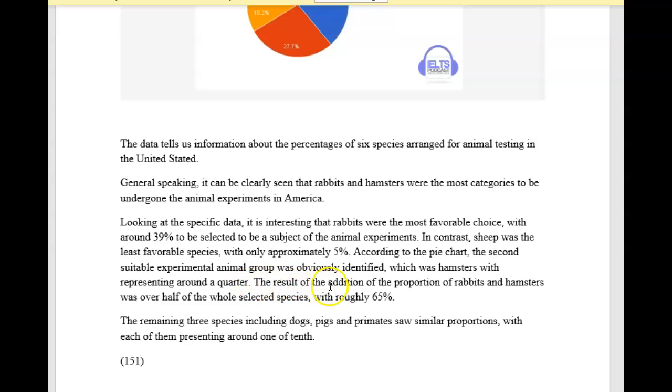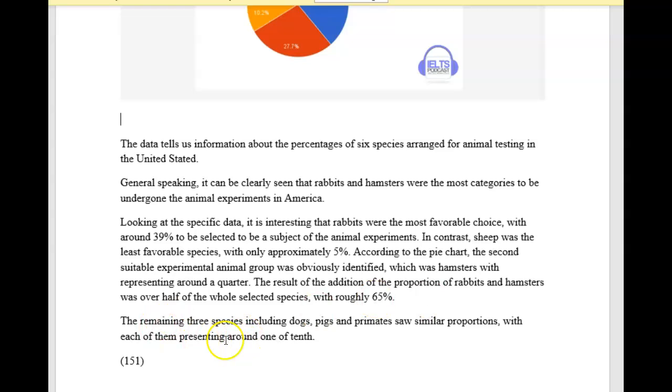I would have rephrased this a little bit. So not the result of the addition of the proportion, et cetera, et cetera. I would have said together with rabbits, the top 2 most used animals represented more than half, with roughly 65%. So I would have phrased it a little differently.